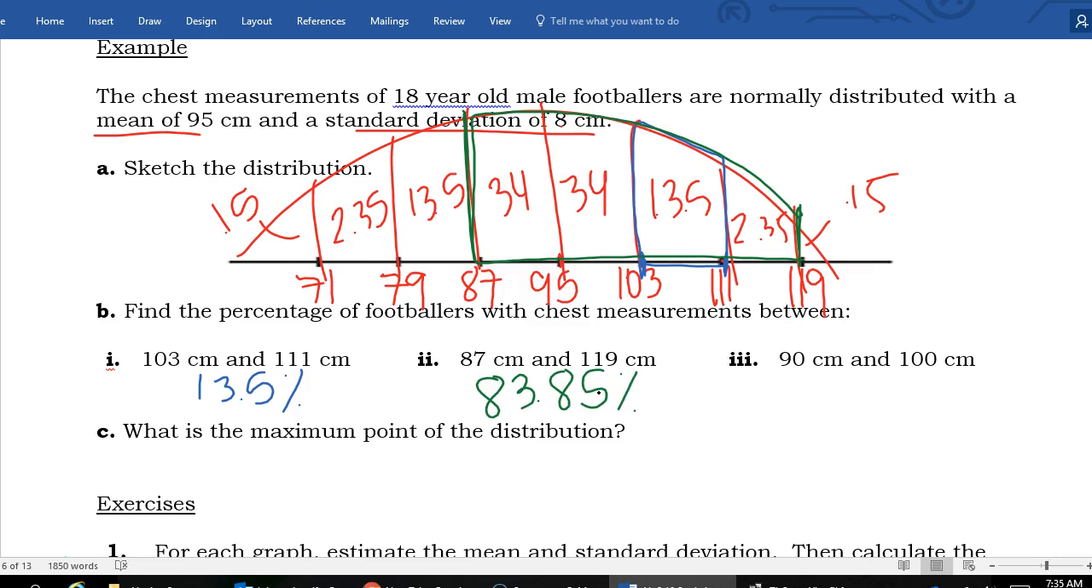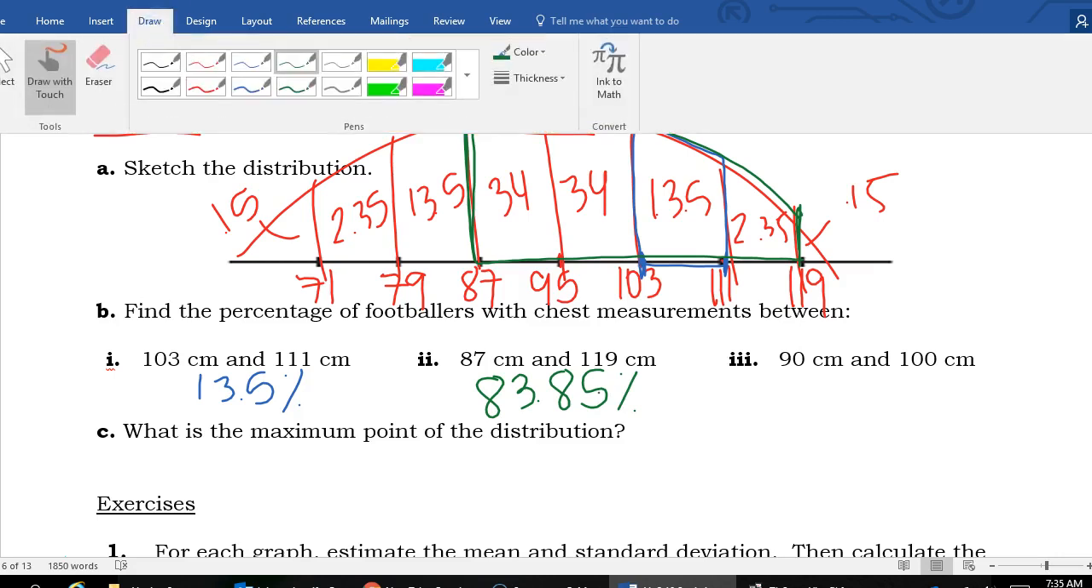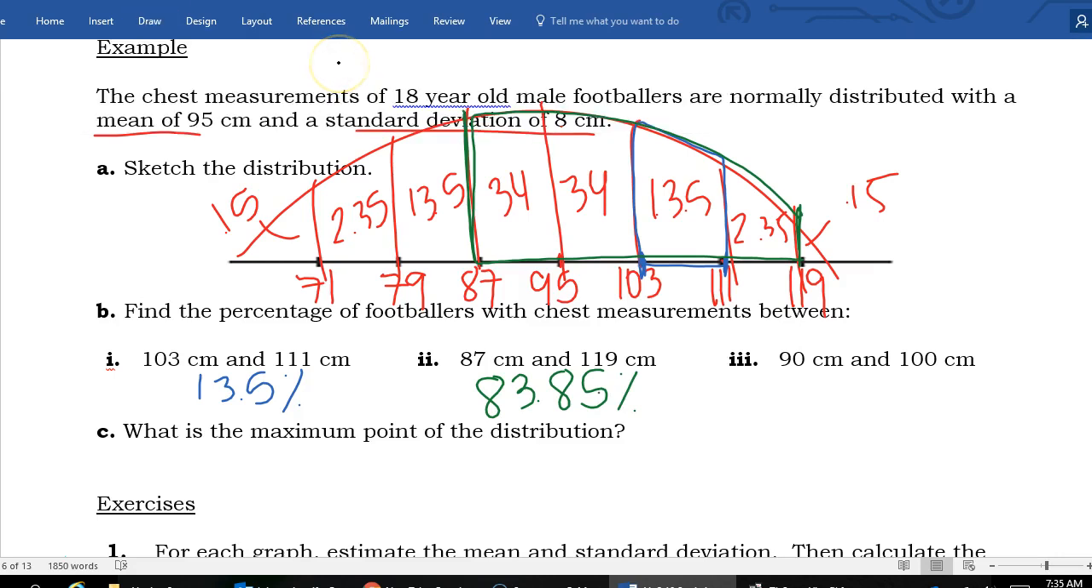And the final one says 90 and 100. 90 would be about, what do you think, here? And 100 would be about here. So, I mean, it's definitely less than 68 because we don't have that full 34 region and that full 34 region. But we don't actually have enough information or enough skills to calculate this answer.